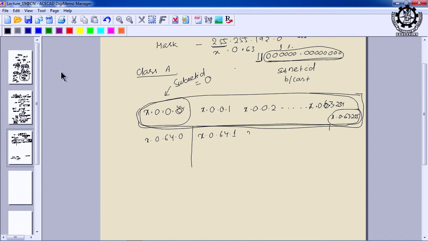and it continues till x.0.64.2, x.0.64.3, till x.0.127.255. Check it. So when it comes to 127.255, again you will find that all these host IDs are 1. So again the last column is not valid; rest of the things are still okay. So this is valid, this is valid, this is valid.